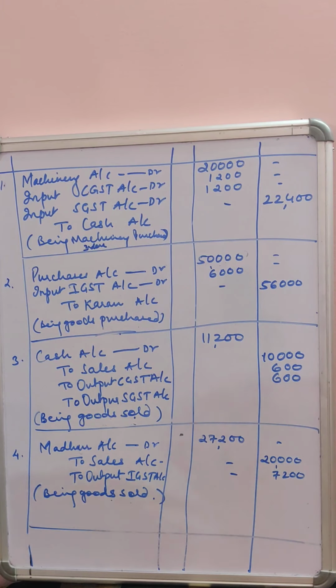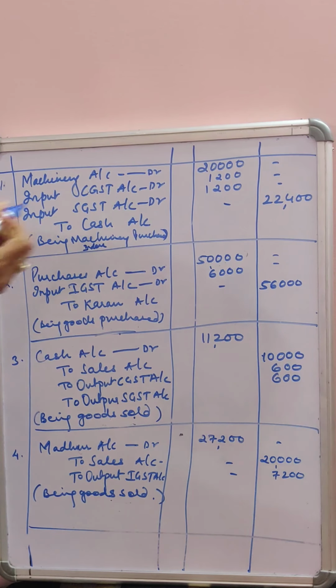The very first transaction says that machinery costing rupees 20,000 purchased from Indore. Indore, that means within the state itself. So it is an intra-state. So here we are going to levy intra-state GST. So for that we have to open two accounts. We have already discussed input CGST and input SGST.